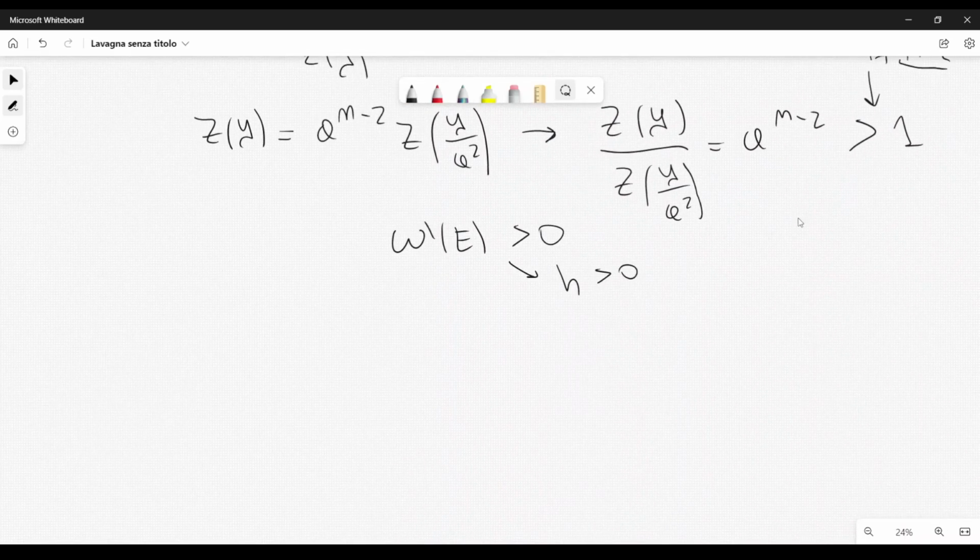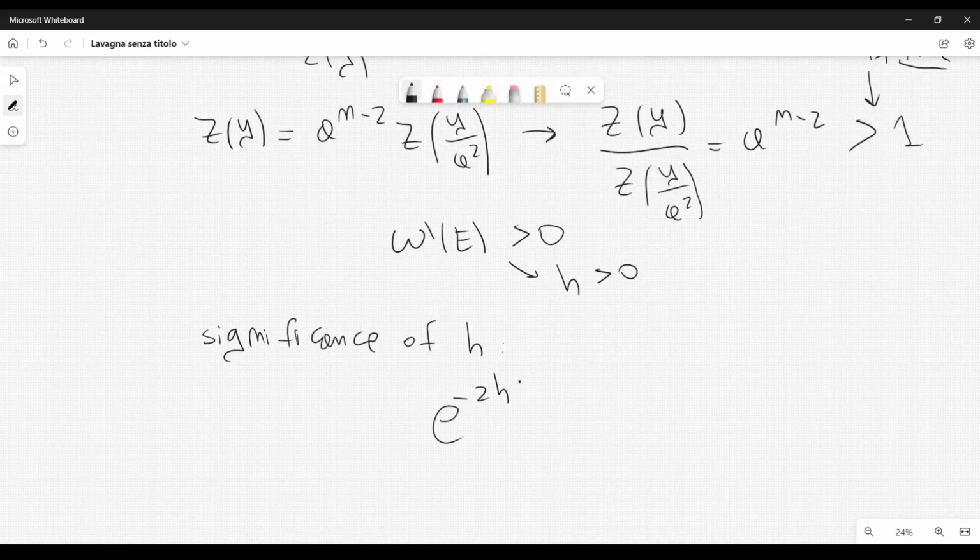Now, after showing this, Einstein turned to finding the significance of the constant h, because now we have rewritten the distribution of the number of systems. These different systems can also be interpreted as particles. We saw that the distribution can be rewritten in this form: e to the minus 2h times the energy, the total energy, and if we consider more subsystems, we will have to sum all the energy of the subsystems to get the total energy E.